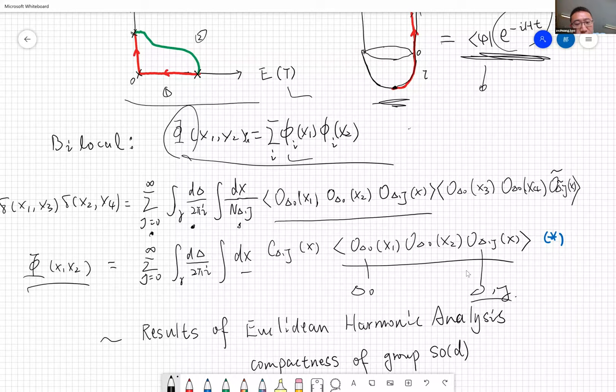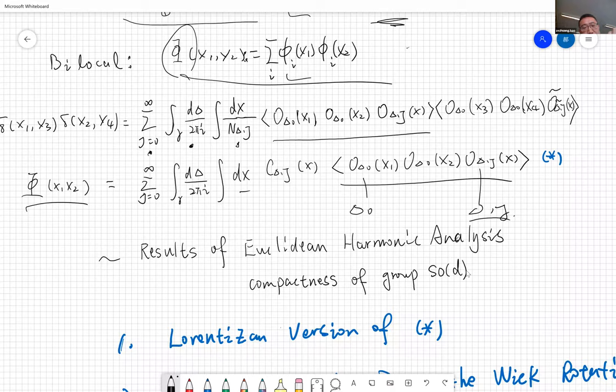That's everything I want to tell you for now. But I want to remark that this completeness relation comes from Euclidean harmonic analysis, and this result heavily relies on the compactness of the group SO(d). That's a result in Euclidean signature, not in Lorentz signature. If we want to do the Lorentz picture, we will meet the non-compact group SO(d,1), or SO(d-1,1). This will not be true in Lorentz signature. So our problem is that we want to generalize this formula into a Lorentz version. That's our first problem.